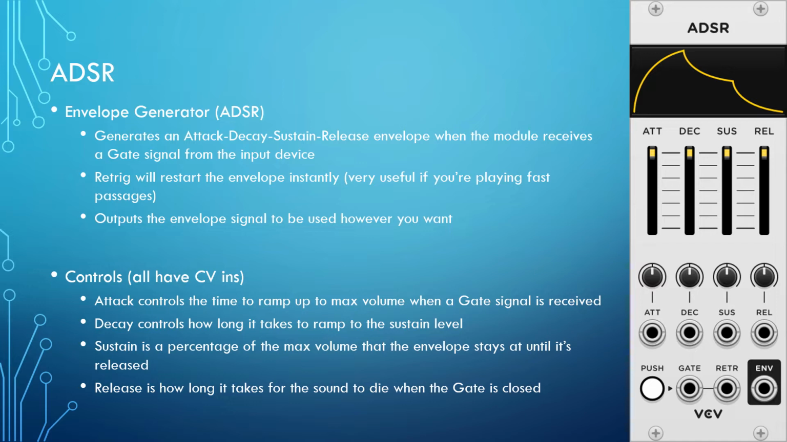The attack controls the time to ramp up to the max volume when a gate signal is received and goes high. Decay controls how long it takes to ramp to the sustain level from that maximum volume. Sustain is a percentage of the max volume that the envelope stays at until it's released, and then the release controls how long it takes for the sound to die when the gate goes closed or low. Again, all of these have CV inputs and attenuators, so you can dial in settings that are modulated from some other device.